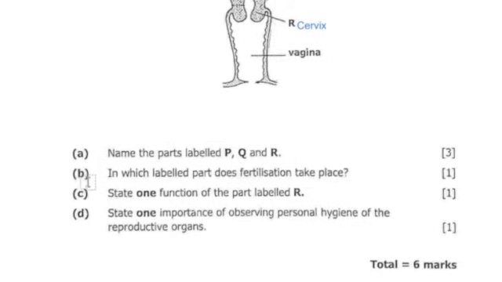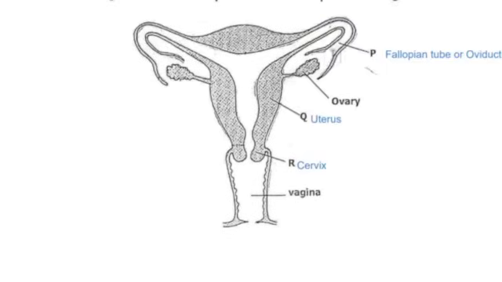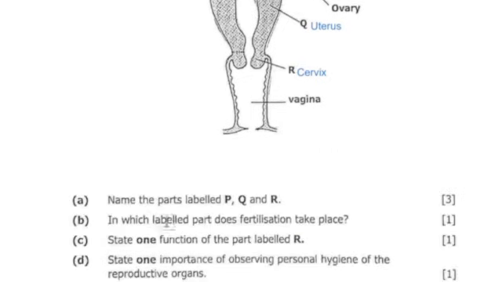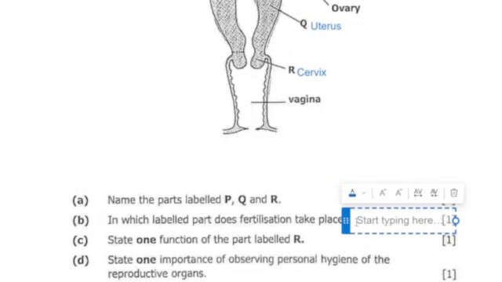Now we come to question B. In which labeled part does fertilization take place? Fertilization takes place in the fallopian tube. So it's in the oviduct and it's in P. They asked which labeled part does fertilization take place, so we know that it's in P. So we can write P, like that.